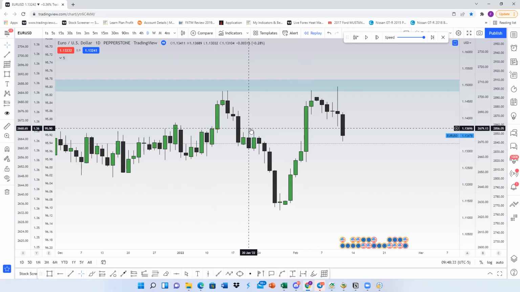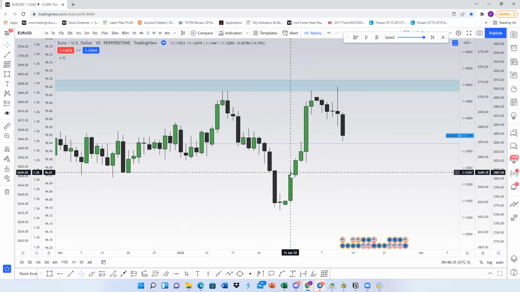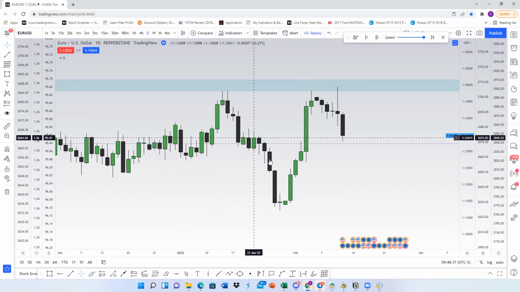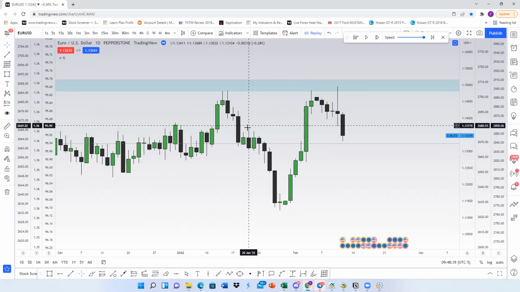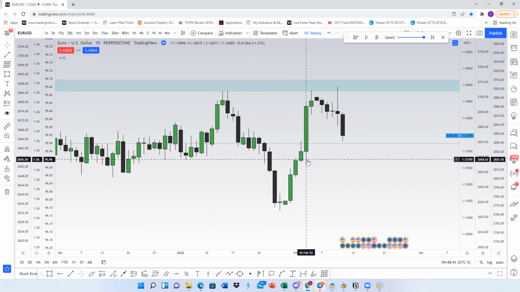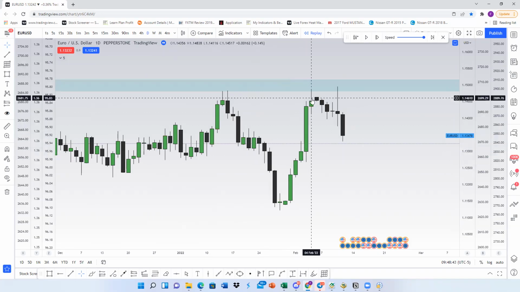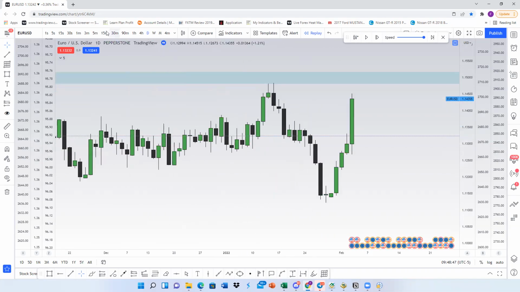Takes out this high, which is a daily high. I think it's a weekly high as well. Yeah, it's a weekly high. Weekly high taken out, and see how it comes back into this range and then continues going higher. If you want to see how it looks like, come back. 15-minute chart.